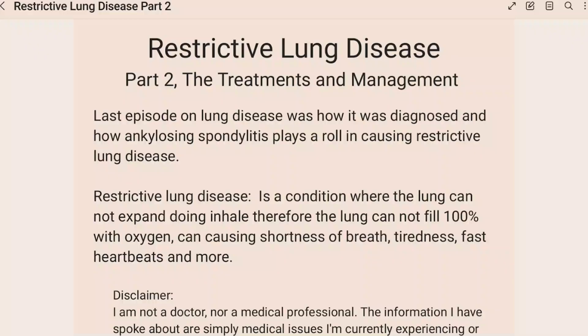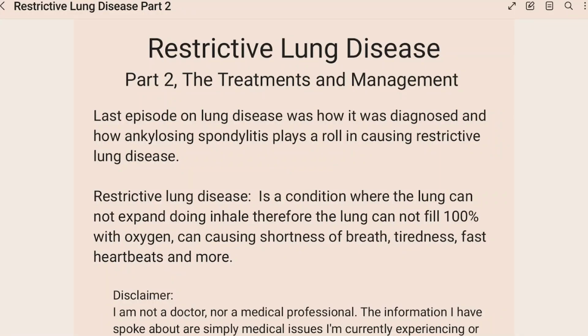Today I want to finish up the second part of my lung condition that's caused by ankylosing spondylitis. Last week, in the last video, I talked about how and when I was diagnosed, and the difference between restrictive lung and obstructive lung disease. Today I want to talk about the treatments that have been given to me over the period of time from when I was diagnosed till now.